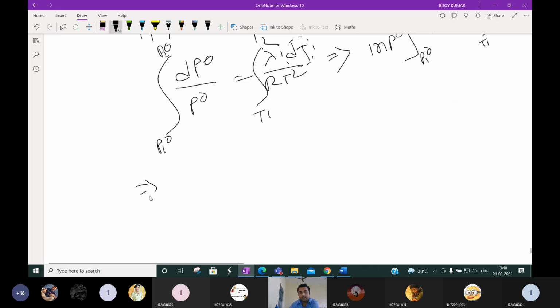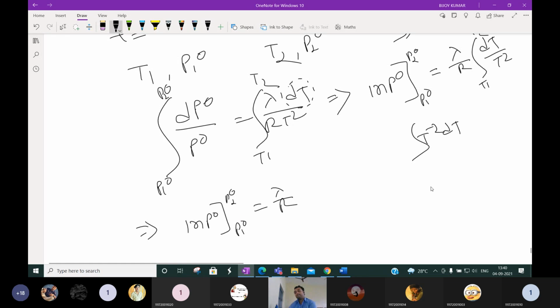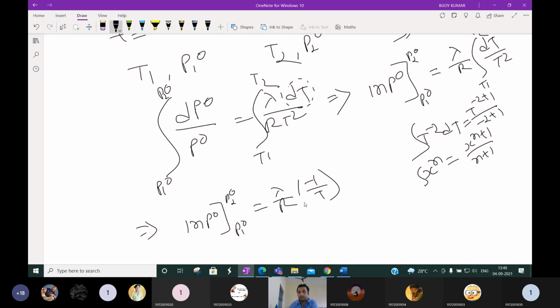So let me write here: ln of P0 from P10 to P20 is equal to lambda by R times the integration of T to the power minus 2 dT, since 1 by T square means T to the power minus 2. We know that the integration of x to the power n is x to the power n plus 1 by n plus 1. So here it will be T to the power minus 2 plus 1 by minus 2 plus 1, or we can say minus 1 by T, with the limits T1 to T2.